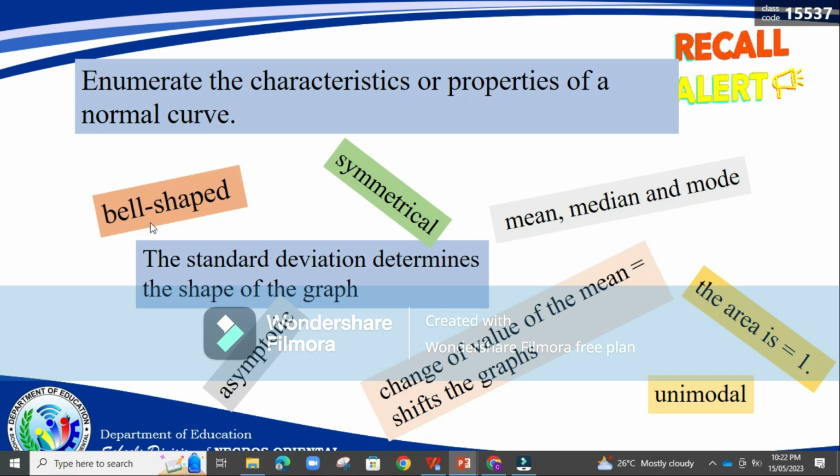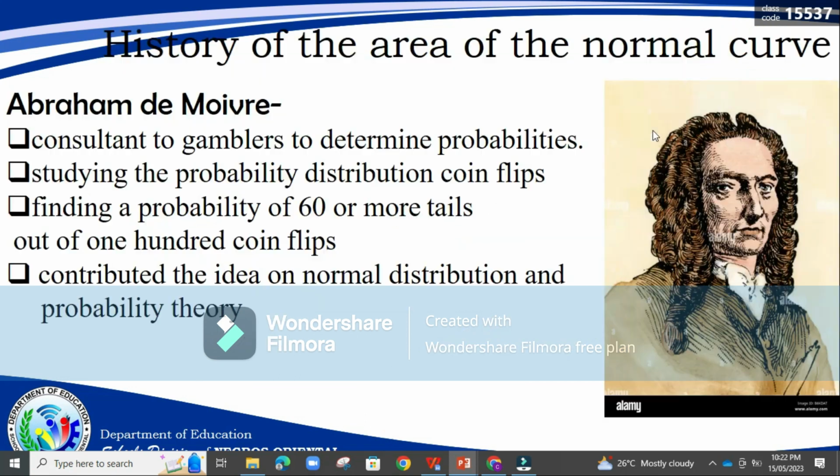So we have here, remember, bell-shaped, symmetrical. The standard deviation determines the shape of the graph. And then this is asymptotic. The mean, median, and mode are the same. Change of value of the mean changes the location of the graph. The area of the normal curve is always equal to 1, and the normal curve is always unimodal. Okay, you have to familiarize these characteristics. Now let us proceed.